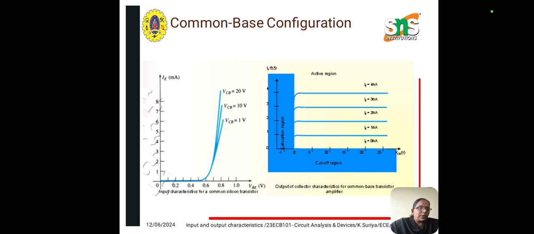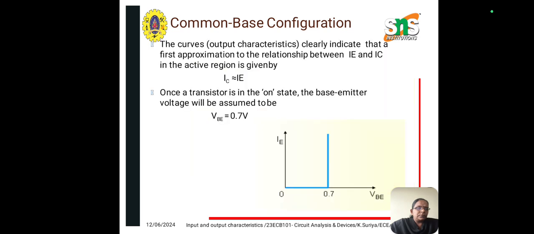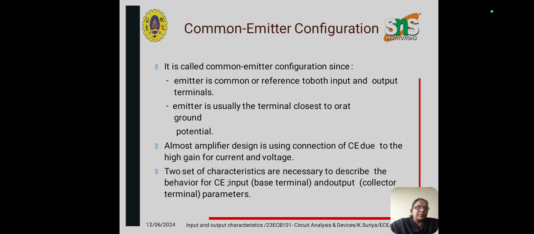Next one is the output characteristics. So in this output characteristics, we know there are three regions: cutoff region, active region and saturation region as shown in the figure. The output characteristic curves clearly indicate this. The first approximation to the relationship between IE and IC in the active region is given by IC is equal to IE. And in the input characteristics, the base emitter voltage should be equal to 0.7.